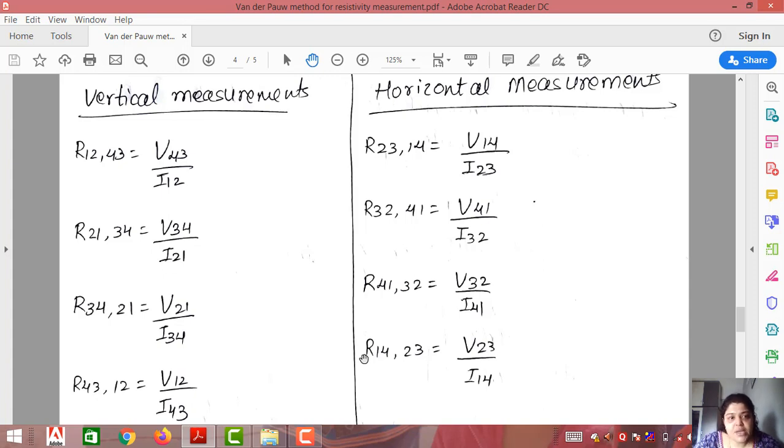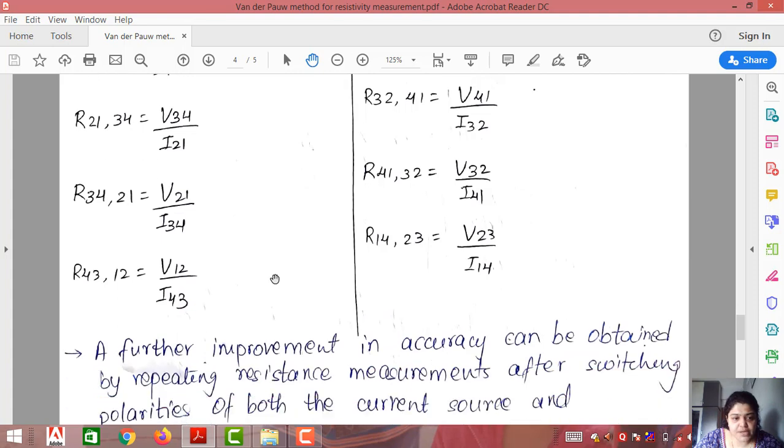See, the sample remains the same, the current source also remains the same, and the voltmeter also remains the same. So practically the resistance values are going to come the same. But it is just that any human error will be neglected if you average all the measurements. So that is the reason, to achieve a higher accuracy, we take 8 different measurements.